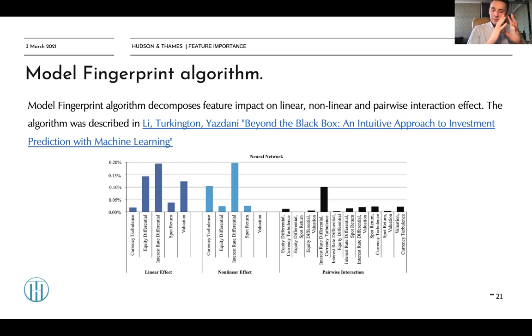What the algorithm does, as we have discussed, is decompose feature impact on model prediction into three effects: linear, nonlinear, and pairwise interaction. So what is the linear effect? Linear effect means that when you decrease or increase the value of your feature, the probability of the positive class, for example, or just the regression prediction, also increases or decreases linearly. In this case, the feature has a high linear effect.